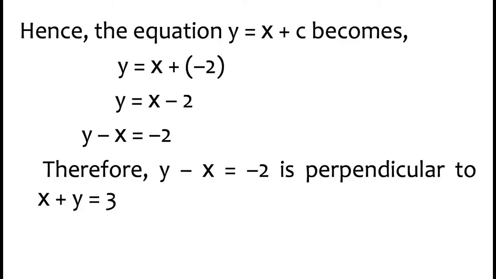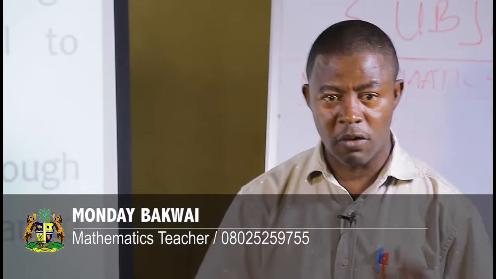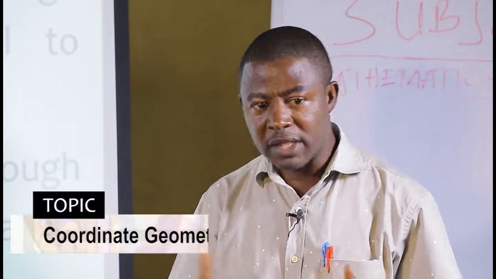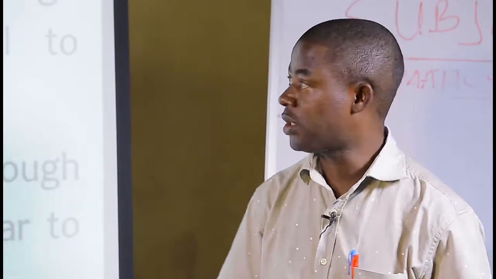Therefore, in this case, y minus x equals -2 is perpendicular to x plus y equals 3. These are the procedures you follow in making an equation either parallel or perpendicular to any given equation.